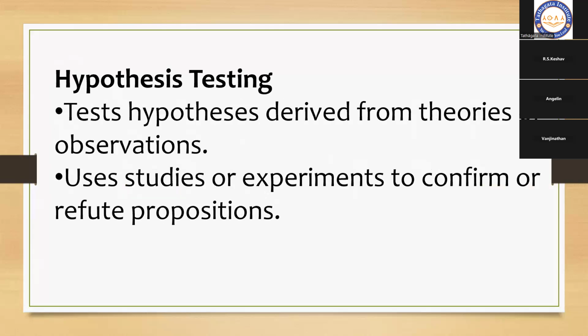Next point is hypothesis testing. Once a researcher begins a research, he defines or gives a hypothesis. That hypothesis has to be tested. Only then would he be able to confirm or refute whether it is correct or incorrect, right? And this hypothesis will generally go with theories or previous observations.